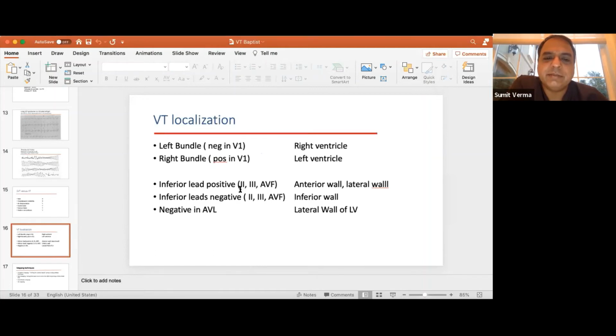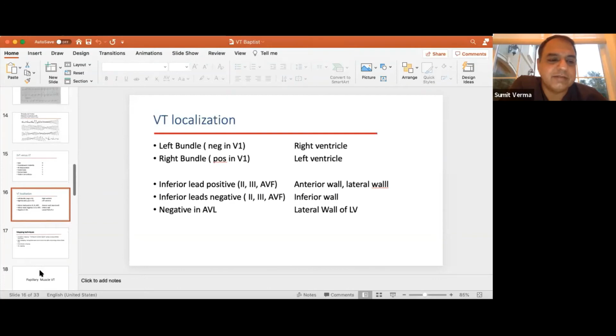If the inferior leads are positive, then you're looking at the anterior wall and lateral wall because that means it's going towards the inferior leads. If the inferior leads are negative, it means it's going away from the inferior wall, so it's starting there. And similarly, negative in aVL implies some activity or origin along the lateral wall of the left ventricle.